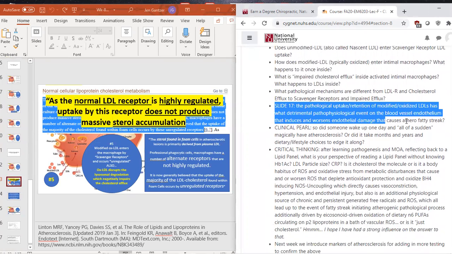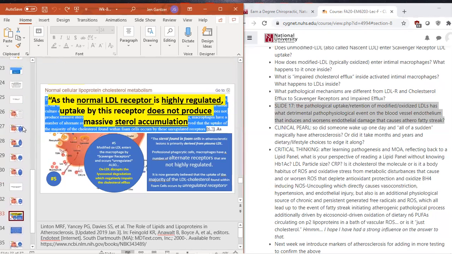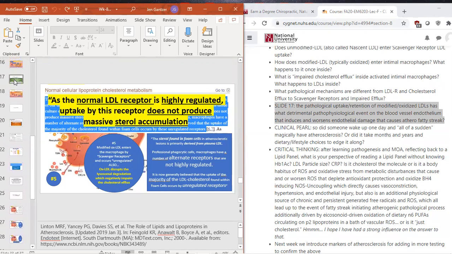All right, so let's see here. Slide 17, the pathological uptake and retention of the oxidized and modified LDLs has what detrimental pathophysiological event on the blood vessel endothelium that induces and worsens the damage that causes the fatty streak? So I took you back to slide 17.